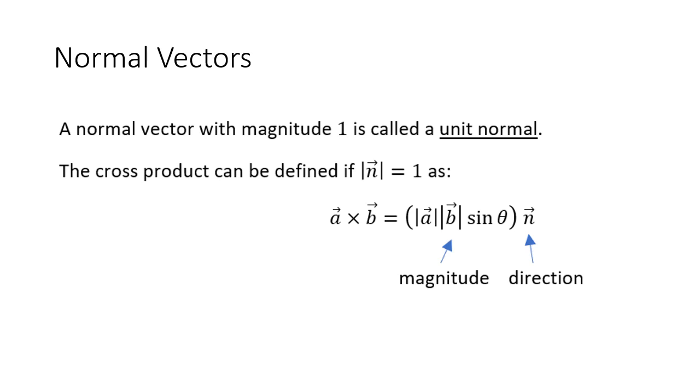Now, the normal vector with magnitude 1 is called a unit normal, and we've talked about unit vectors before. And that also means that, again, you might see this definition other places, that the cross product can be defined if the normal vector has a magnitude of 1 as, well, using that magnitude of the cross product times a unit normal will give us, again, it's all about magnitude and direction with our vectors. And we'll have the magnitude and the direction, and again, you'll see sometimes the normal vector given like that.